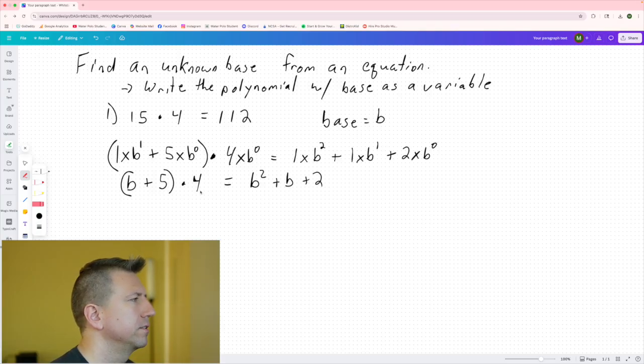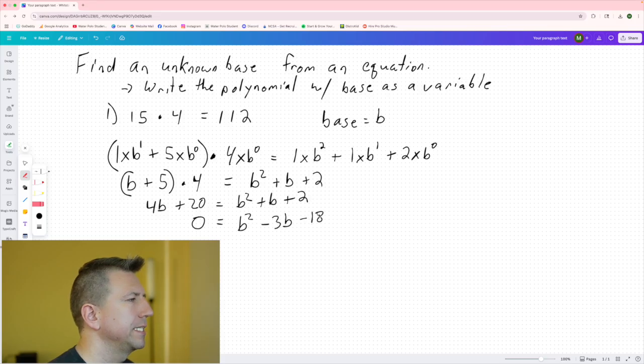So let's do this distribution. We have 4b plus 20 is equal to b squared plus b plus 2. And then to put everything on one side, we have b squared minus 3b minus 18 equals 0. And then we can break this up into factors here.